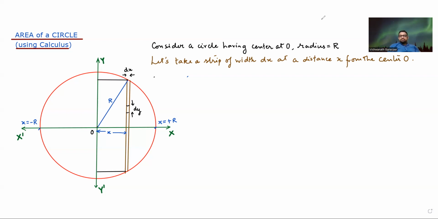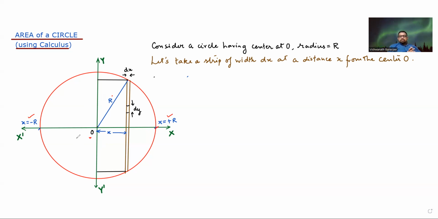So I've drawn something. Let me first explain what I've drawn. We are considering a circle having center at O and radius R, right? This is the circle, as you can see, with center at point O, and I have marked the radius R here. Now, this circle is in the XY plane. As you can see, on the x-axis the intercept here is x equal to plus R, and here it is x equal to minus R.